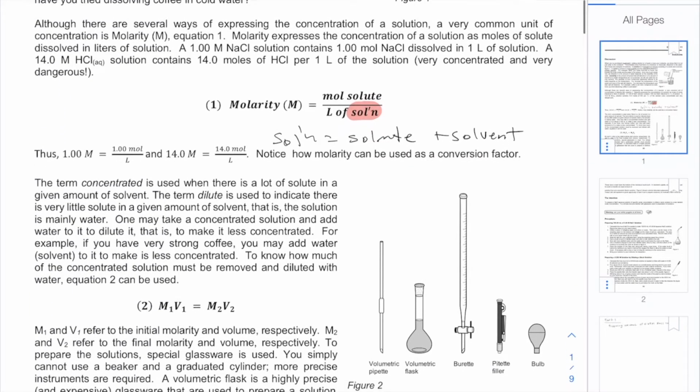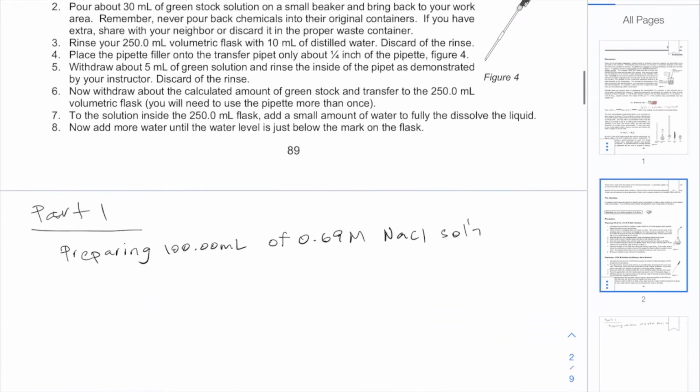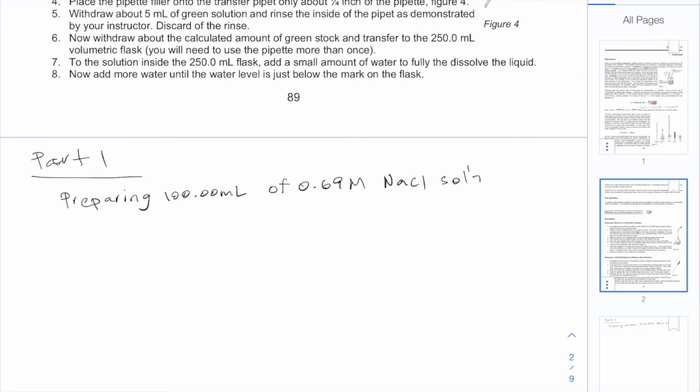So this experiment has two parts, and let's focus on part 1, which is we want to prepare 100 milliliters of a 0.69 molar NaCl solution. So this is going to be our desired quantity. Desired concentration, desired molarity. This is going to be our desired volume.